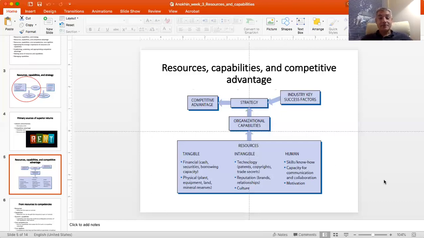But the idea is, again, it's what you do with the resources, it's how you combine them together that leads to the development of capabilities. And organizational capabilities inform your strategy and endow the company with a competitive advantage. So we'll definitely talk more about that in a few minutes.